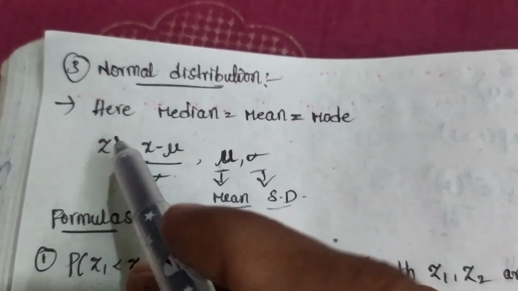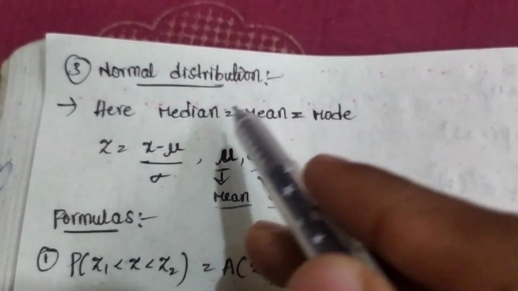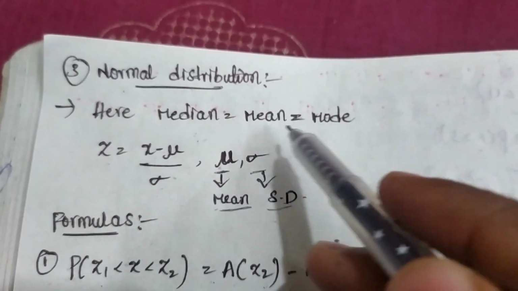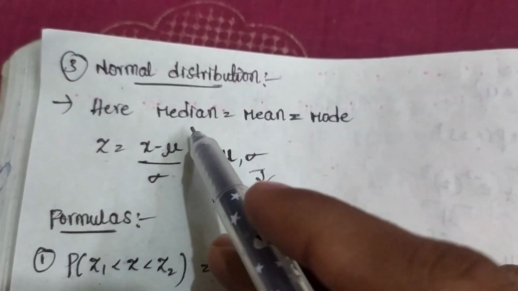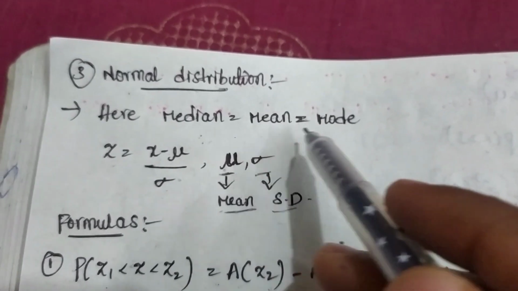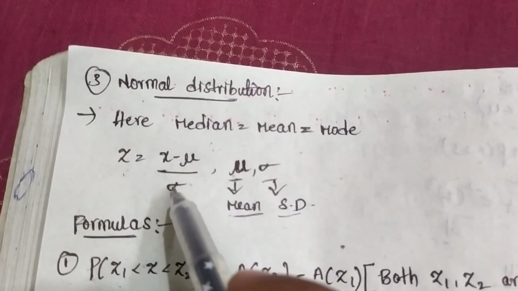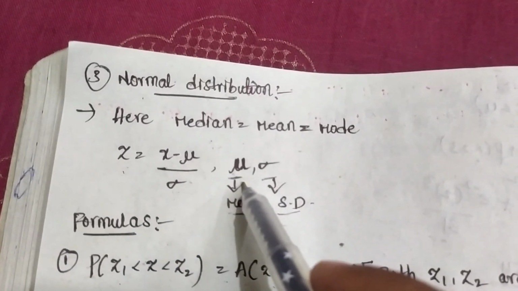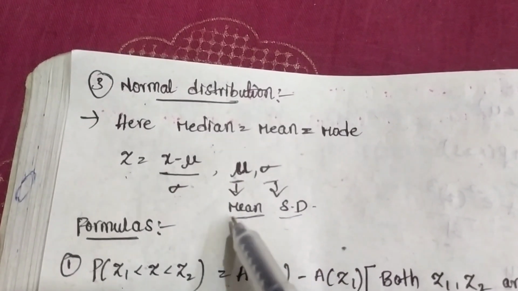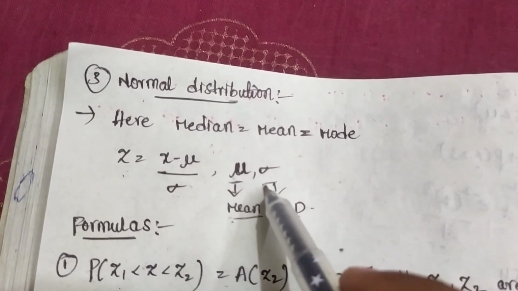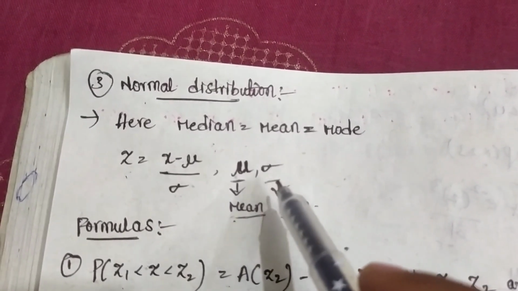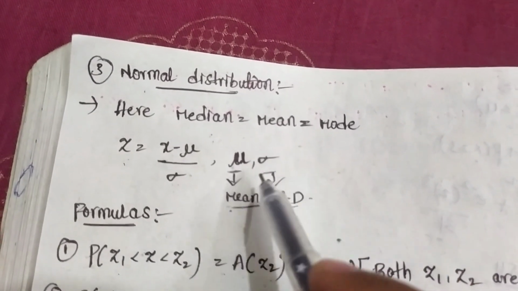In the normal distribution, the median value, mean value and mode value are all equal, that is, median equals mean equals mode. Here z equals (x minus mu) by sigma, where the mean mu and the standard deviation sigma are given in the question.